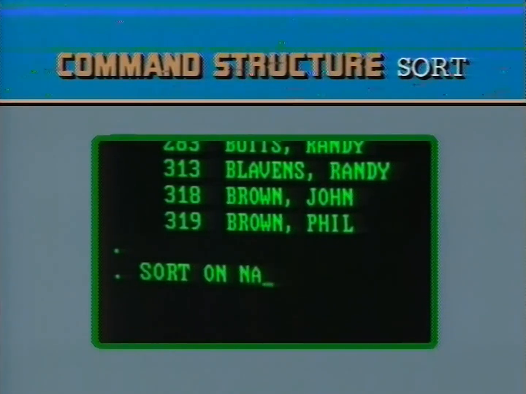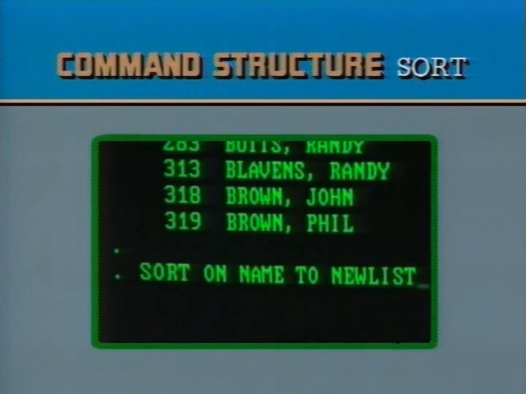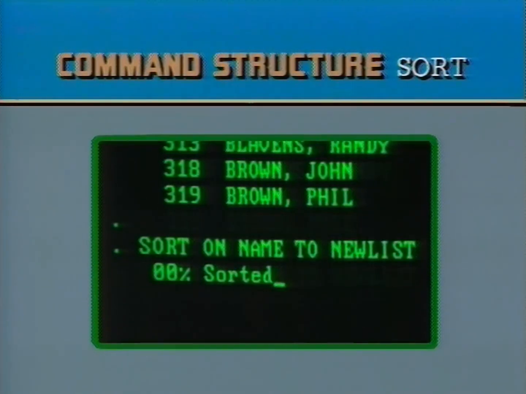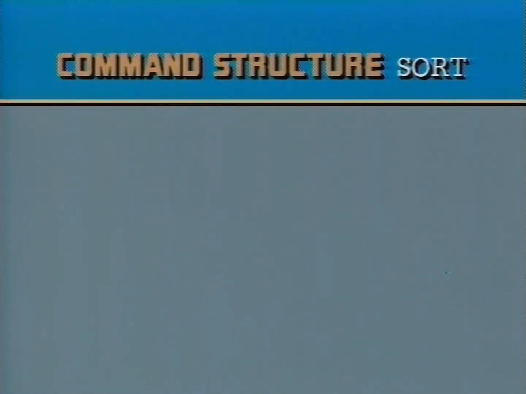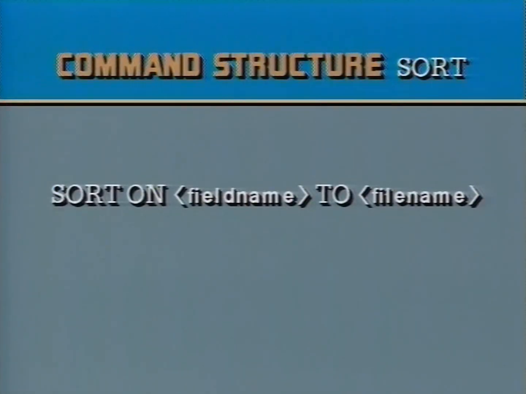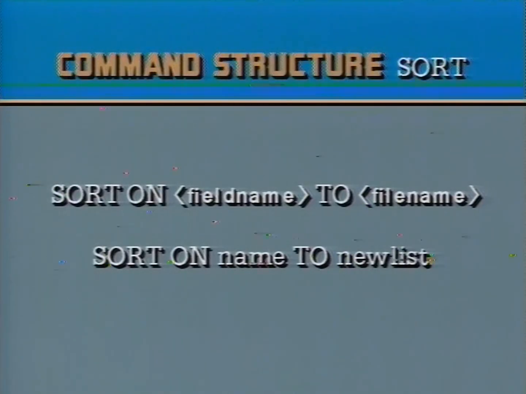The command sort makes a copy of all or part of the database. The records in the copy are arranged alphabetically by the contents of the field that was sorted on. The command would read sort on field name to file name. In the case of Mrs. Fisher, the field name is name and the file name is new list. Sort, as we said earlier, is just one way to reorganize data. Another way is to index. We'll see that command a little later in the tape.